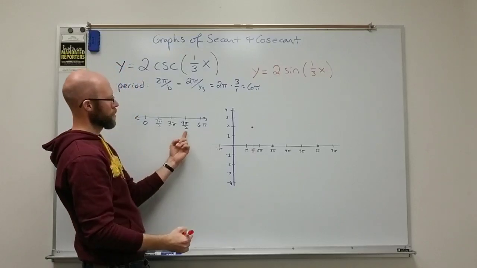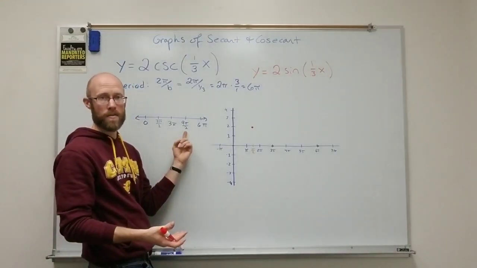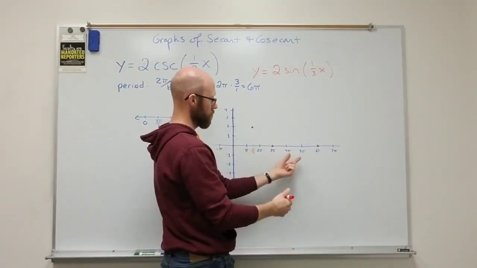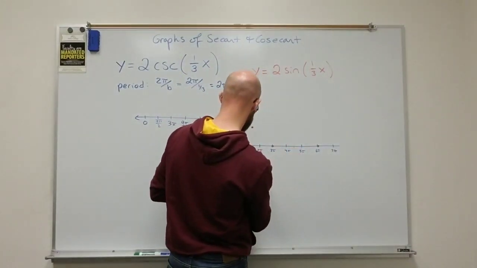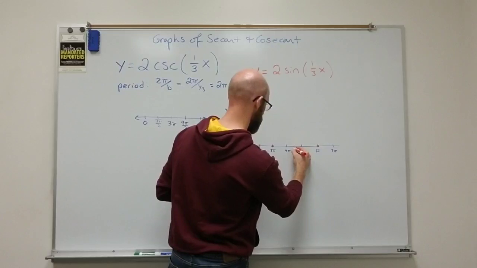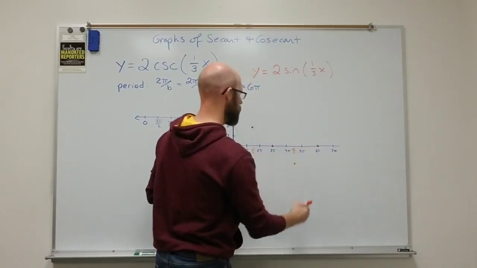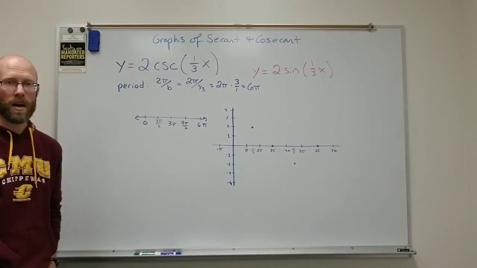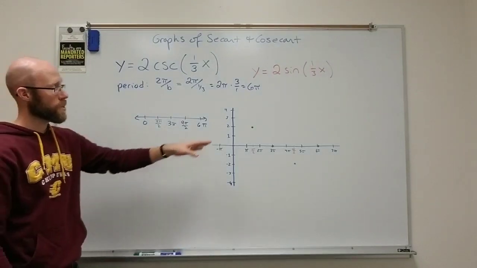And then the minimum is at 9 pi over 2. Well, 9 halves is 4.5, so it's between 4 and 5. Alright, so that's 9 pi over 2. Alright, so there's my 5 key points. But that's for the sine.